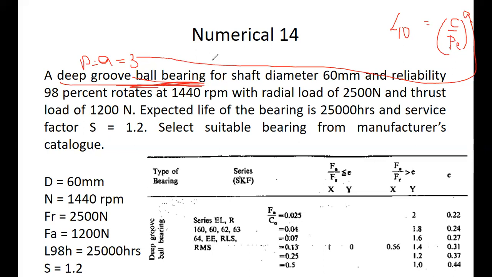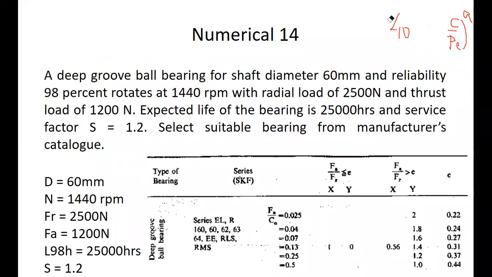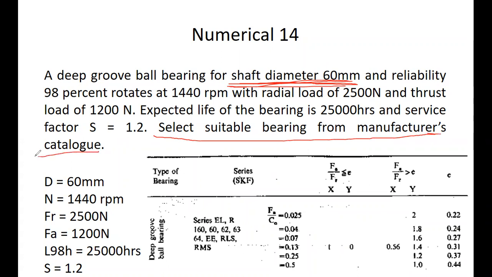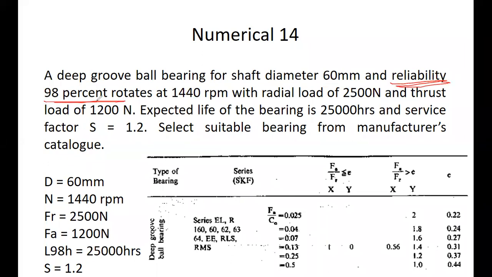So a is 3, that is what is given to you. A deep groove ball bearing for shaft diameter of 60 mm. Shaft diameter is given. They have told us to find a suitable bearing from the manufacturer's catalog, so to select a bearing you will require the shaft diameter. See, guys, how this numerical is other than 90%. This time they have given reliability other than 90%, so this is a numerical of other than 90% reliability.